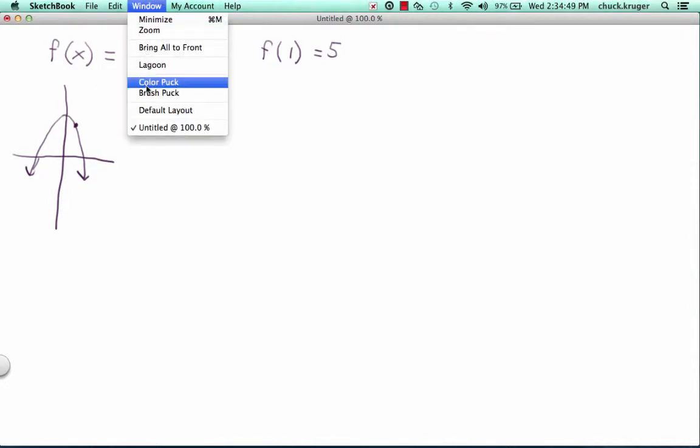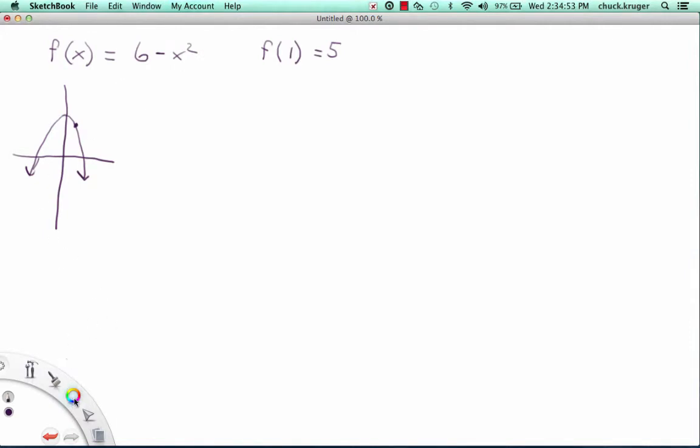And let me go get a palette. Pick red. There we go. And I'm going to have a tangent line that passes through that point. And that's my function, and that's what my line would look like.